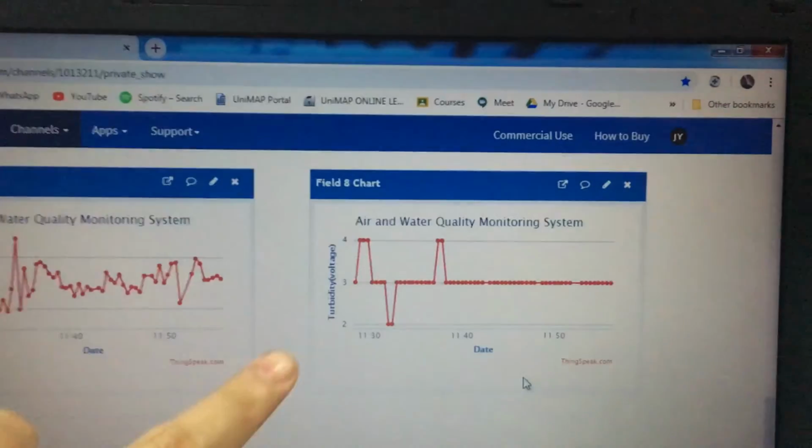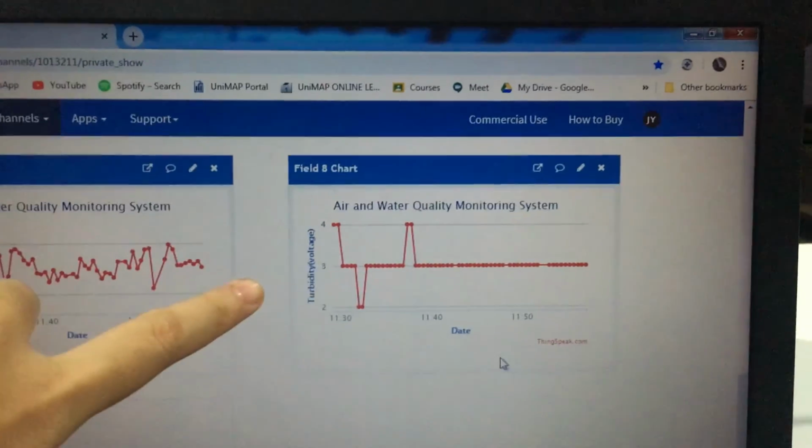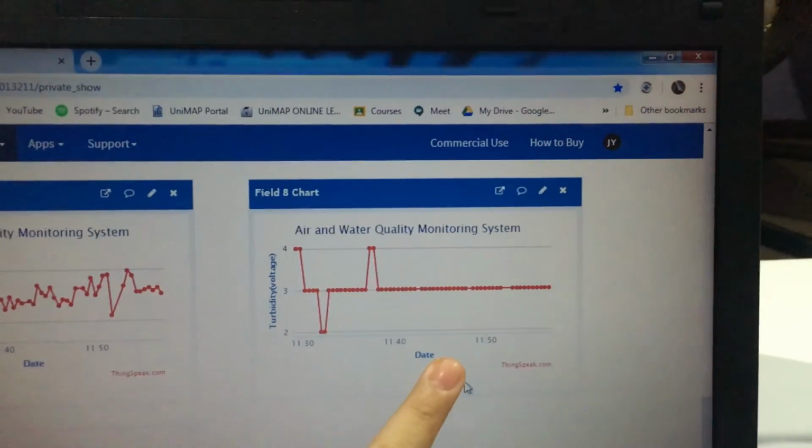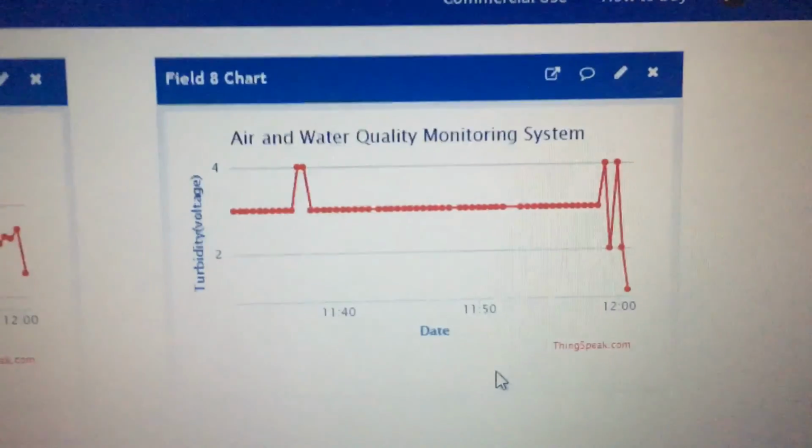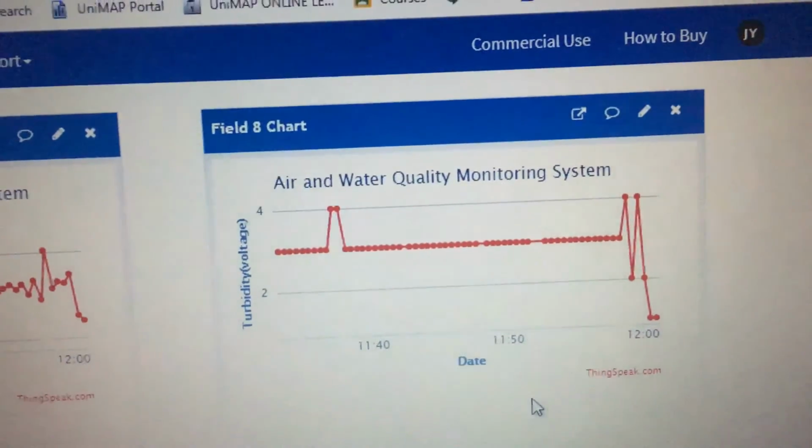As you can see, this is the turbidity graph, which means the water is normal water. And let's see what happens if we dip it in tea. From the graph, we can see that the water is cloudy.